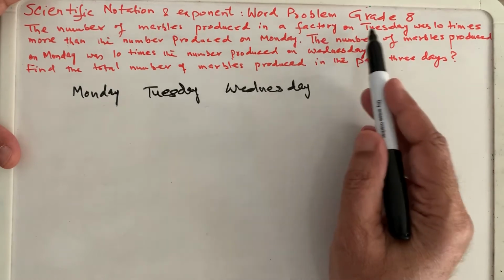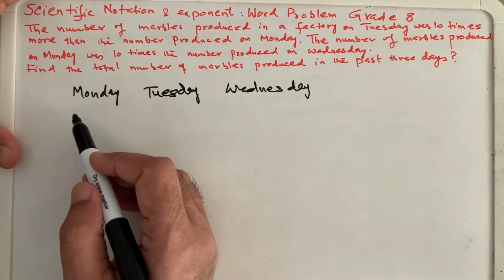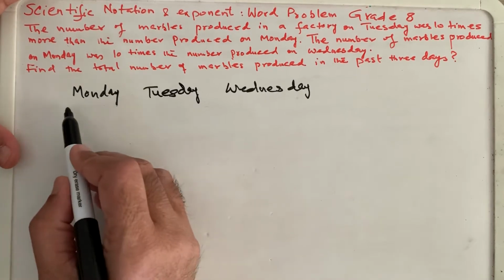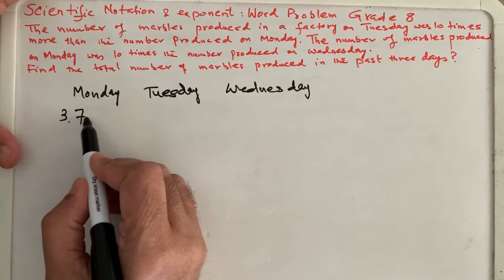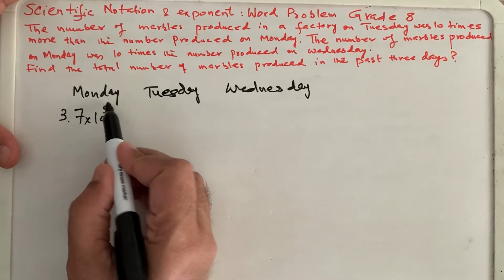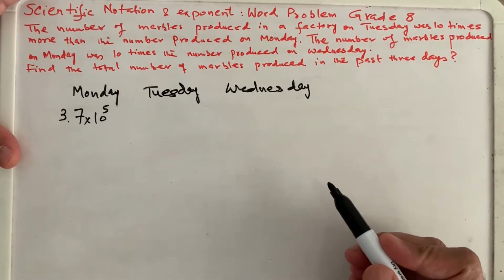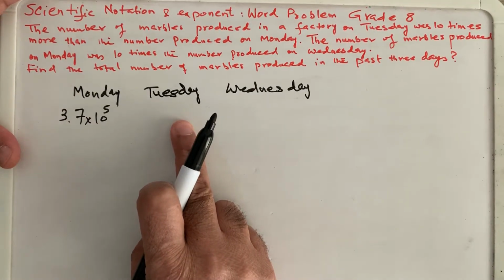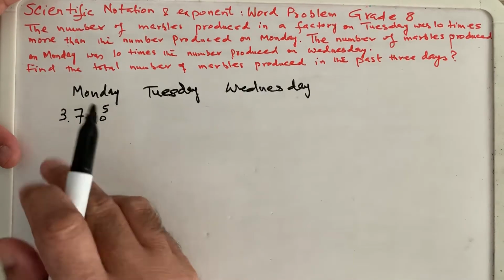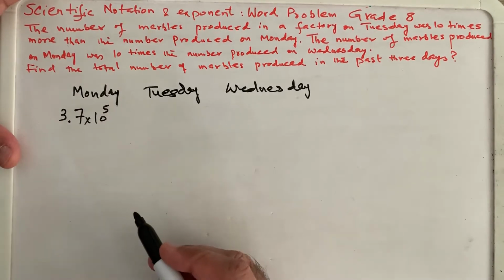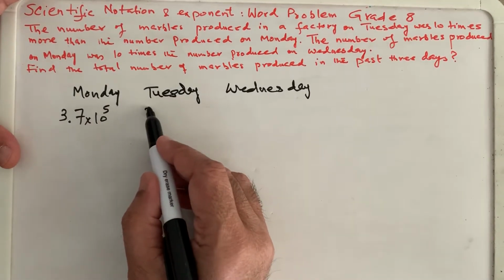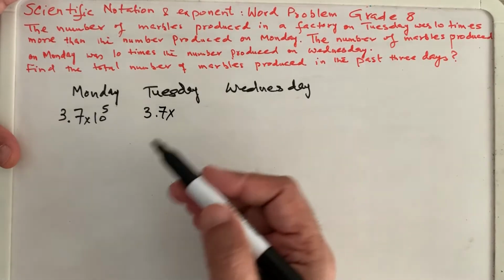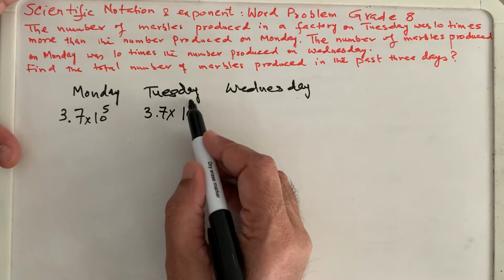So the factory on Tuesday was 10 times more than the number produced on Monday. So on Monday, if there were produced 3.7 into 10 to the power 5, this is given. On Monday, these marbles were produced. And on Tuesday, it was 10 times more as compared to Monday, right? So what is the marble production on Tuesday? That means 10 times. 10 times more means one exponent will be increased.